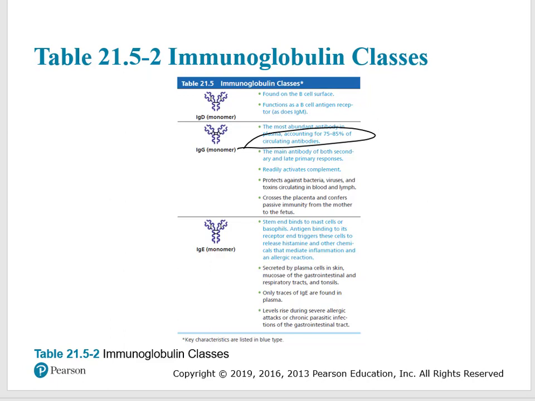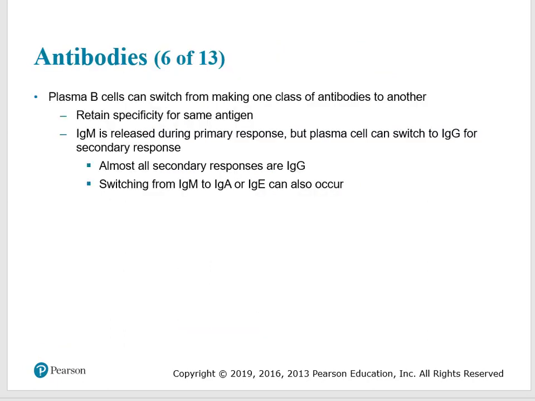So go over all of these antibodies, their different classes, their function, and their structure as well.